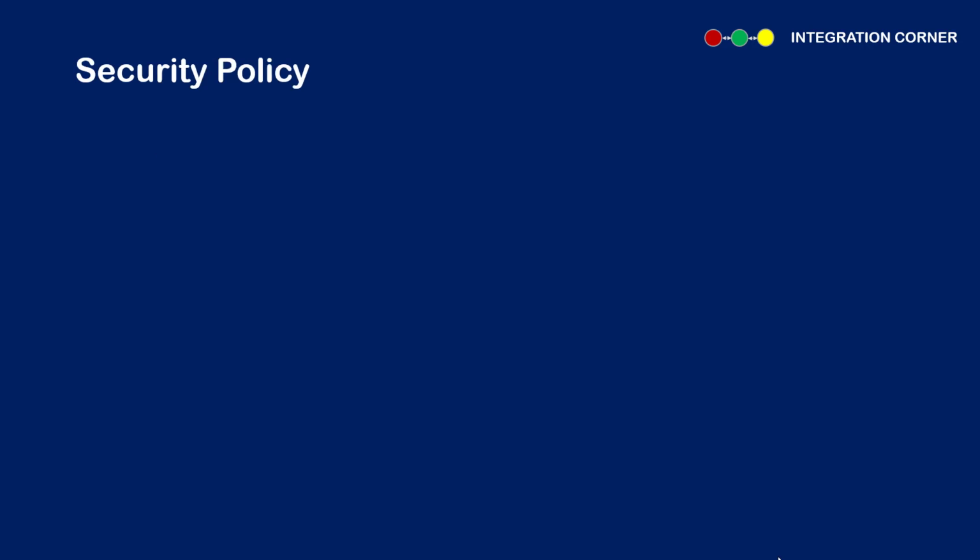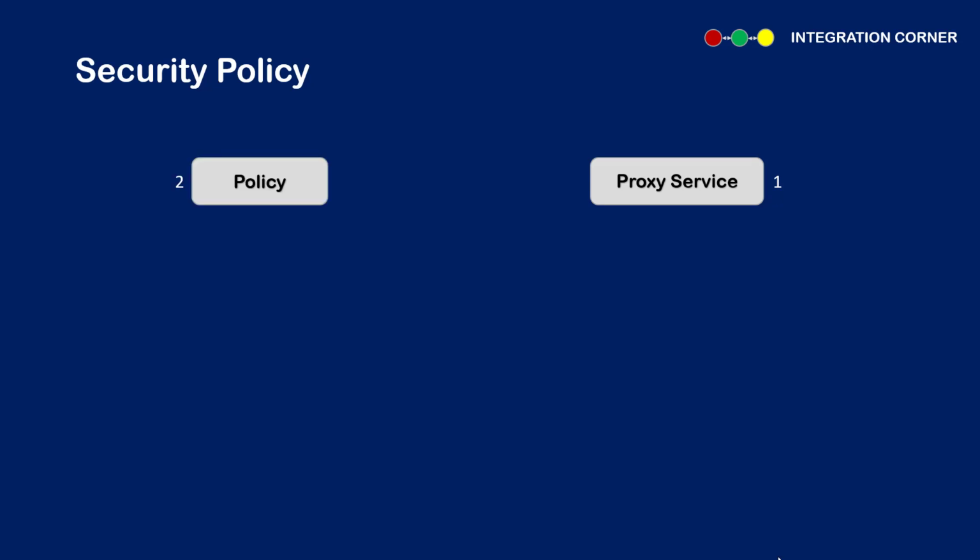Now in WSO2, how do we implement this WS-Security? By using a security policy. So let me walk you through the steps required to implement WS-Security on the services. Let's start by creating a proxy service. When I simply create a proxy service, it's not secured, right? To secure that, the next step is to create a policy. Now what is a policy? A policy includes the security mechanism that I'm going to implement on the proxy service. In this scenario, I'll be defining that I'm going to apply a WS username token policy, right? So that will be in the policy.